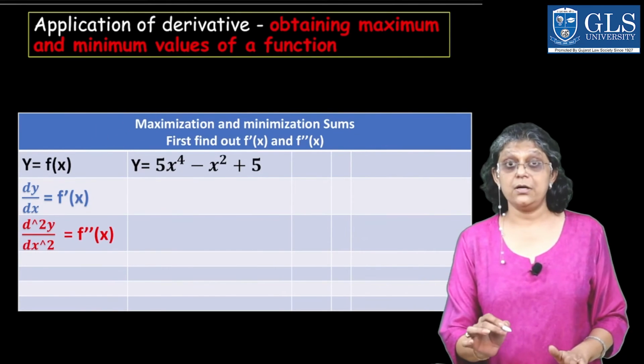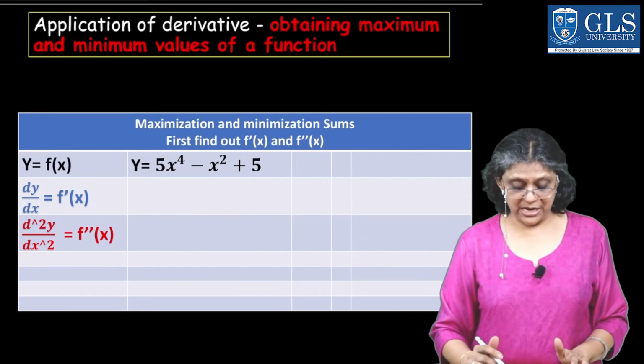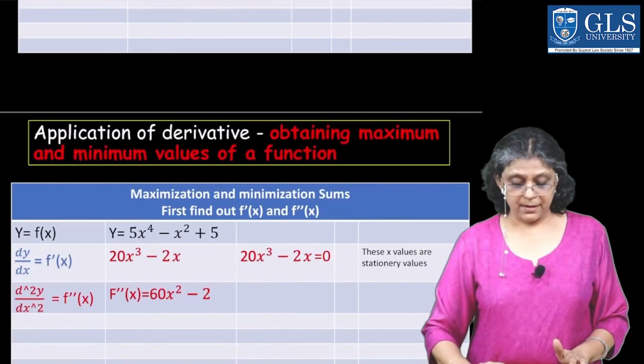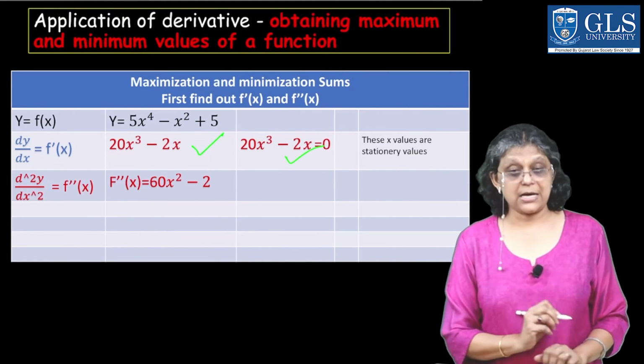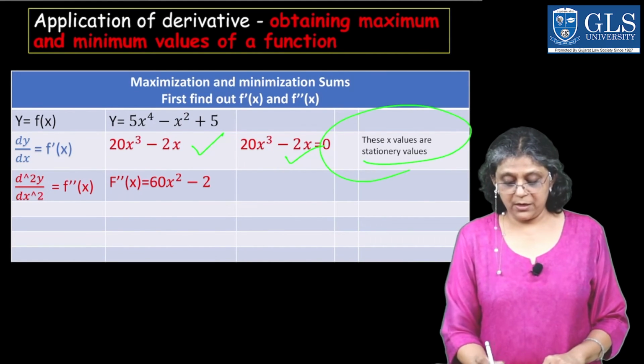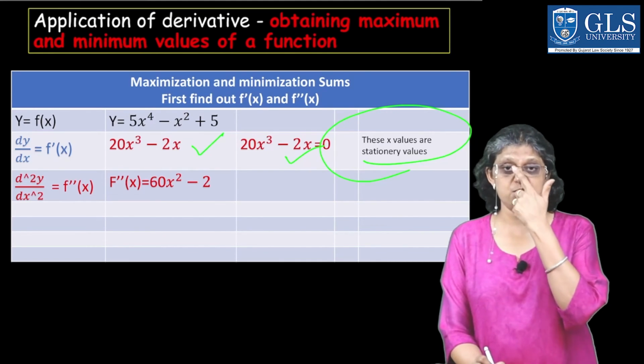Are you trying, students, or not? Okay, are you getting the same answer? Okay, let us try now. This is my f(x). I got the correct answer, 0 came out from this, so find out the values. These x values are stationary values, they are called stationary values.